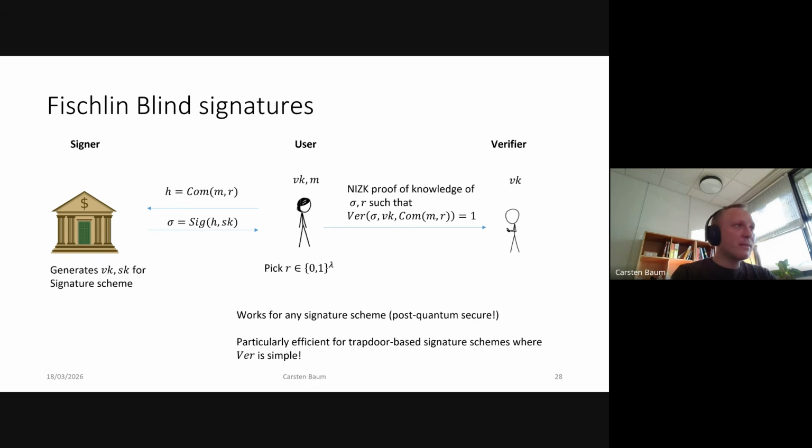And if your verification function is very efficient when evaluated in ZK, then you also get a very efficient blind signature, because again, the size of your proof is the size of your signature. The runtime of the NIZK proof is the runtime of generating a blind signature.